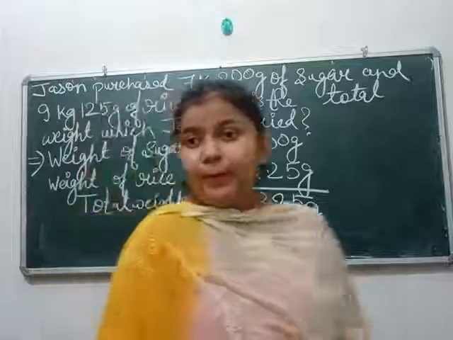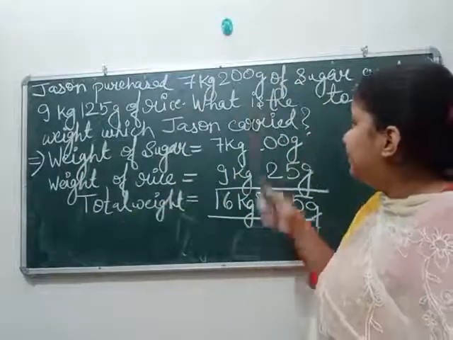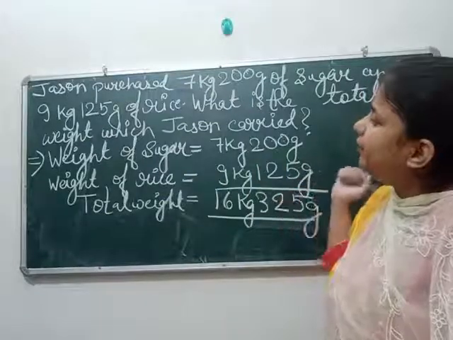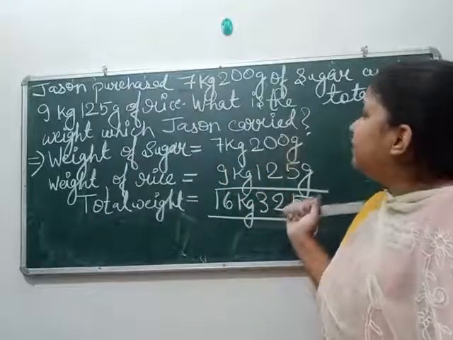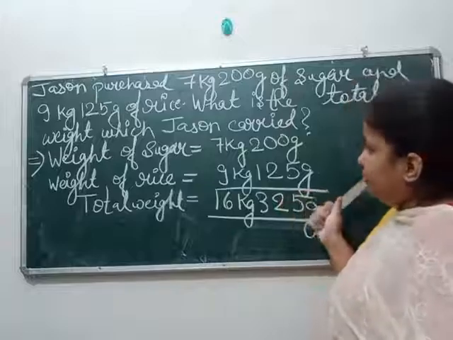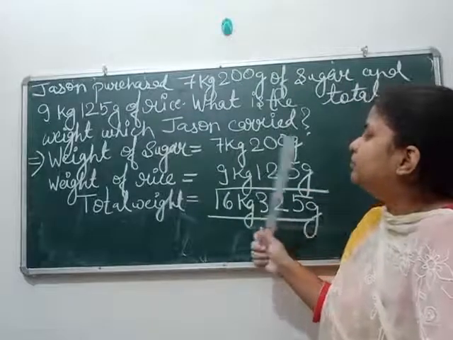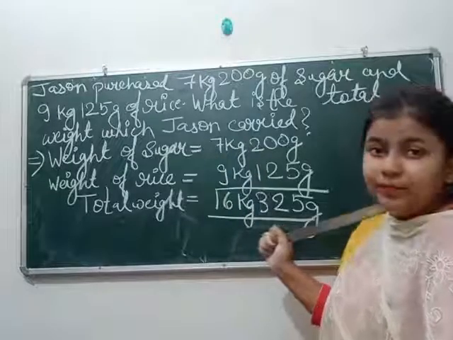So, I am going to repeat this question. This question states that Jason purchased 7 kg 200 gram of sugar and 9 kg 125 gram of rice. What is the total weight which Jason carried? Okay? Now, weight of sugar equals to 7 kg 200 gram. Weight of rice equals to 9 kg 125 gram.